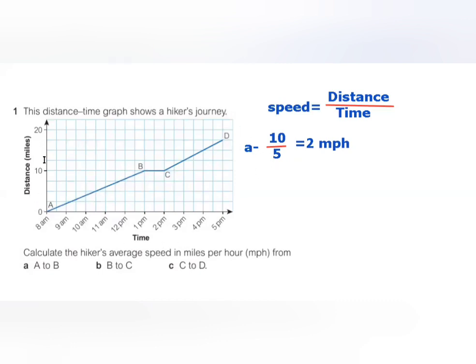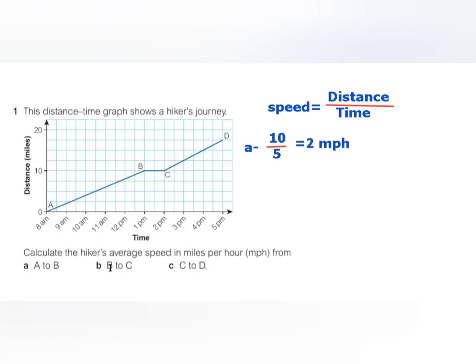Focus on this. We get the distance from the vertical line and we get the time from the horizontal line. And we always start from 0 here. So we could say 0, 1, 2, 3, 4, 5, like this. Now let's move on to B.